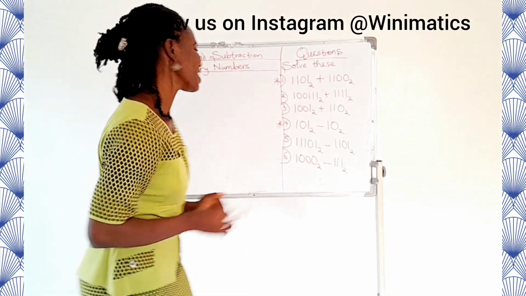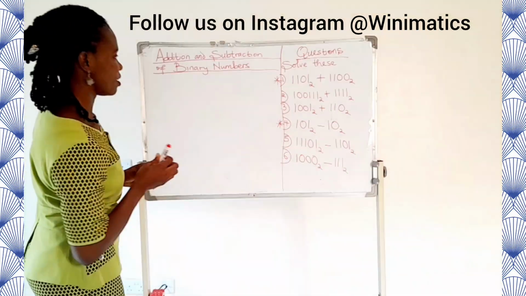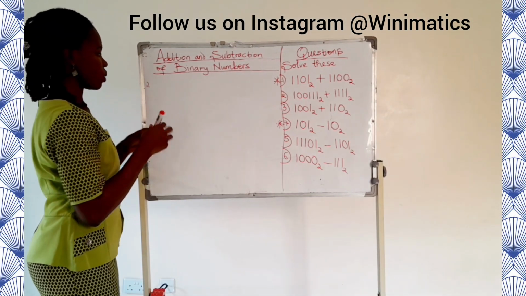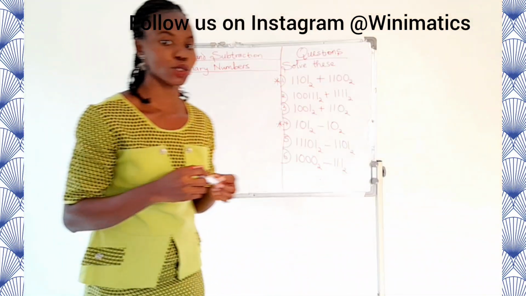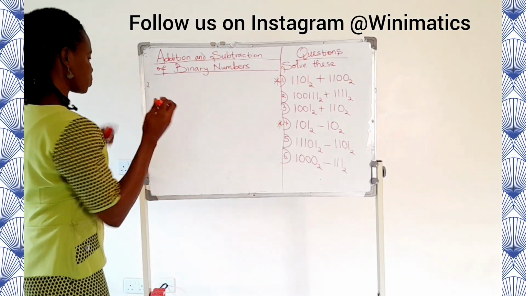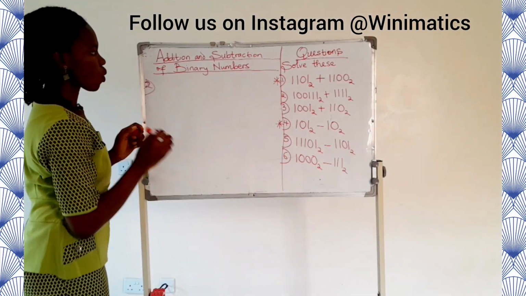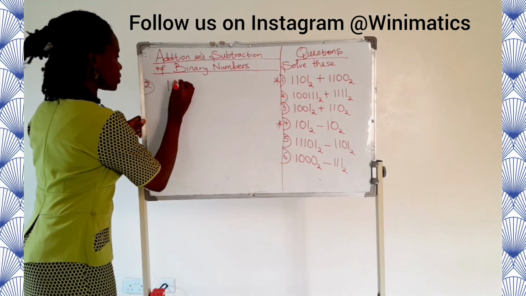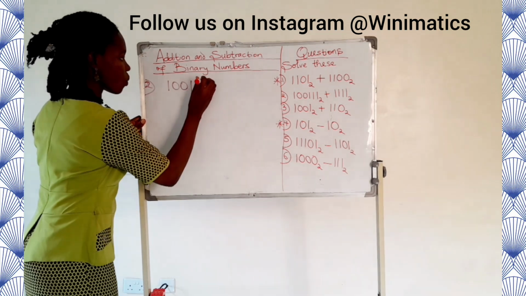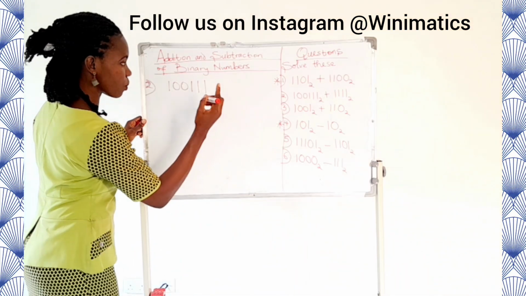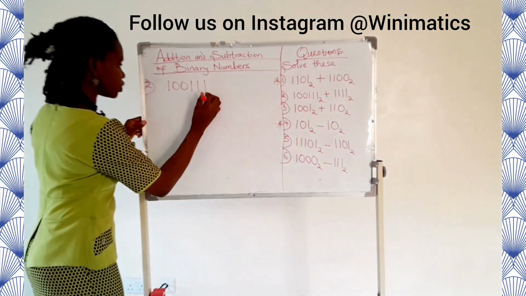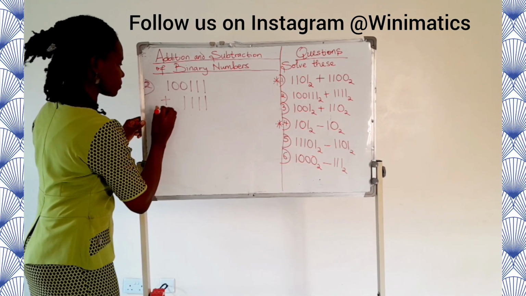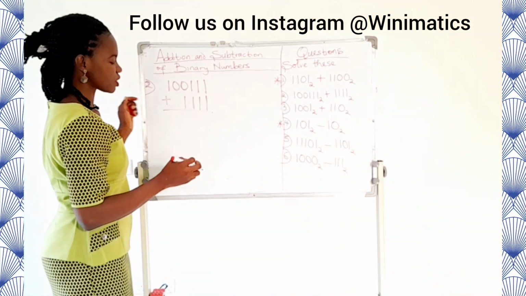Okay, so let's start. We'll start with number 2. Number 2 says we are adding 1 0 0 1 1 1 base 2 and 1 1 1. So let's start from the unit part: 1 and 1. We add in base 2. Let's see how it goes.